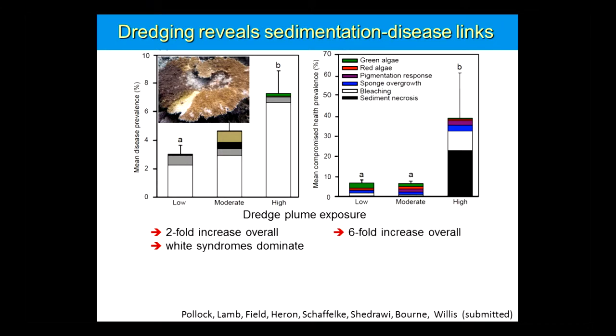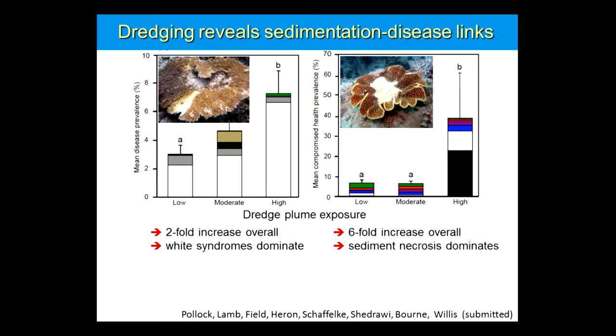In addition, when we looked at other indicators of compromised coral health, in this case also including sediment necrosis and bleaching, there was a six-fold increase in these sorts of indicators, and this time it was sediment necrosis, this black part of this histogram, that increased by 50-fold. Bleaching also increased by 10-fold at the high impact sites. And now there are many different factors that could be driving this. We do know from previous research that thermal anomalies are linked with white syndromes.